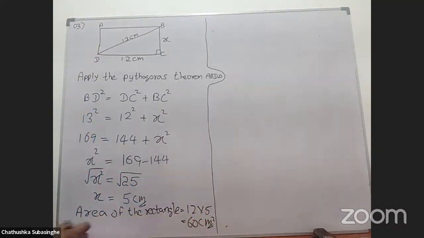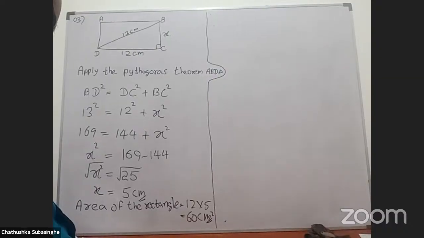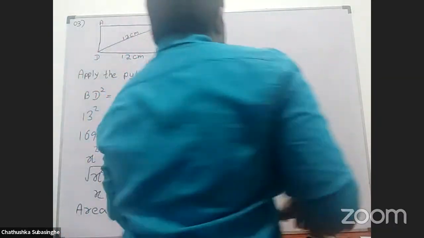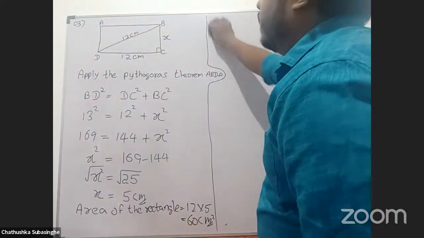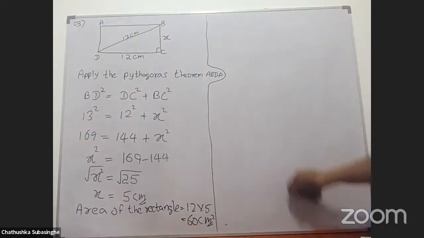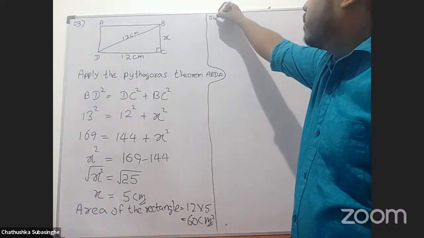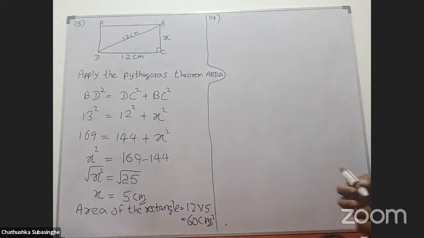Check whether you have put the units of the measurements, right? Check whether you have written the units, otherwise you are going to lose 1 mark. Okay, so that is the third question. And then I'm going to the fourth question.